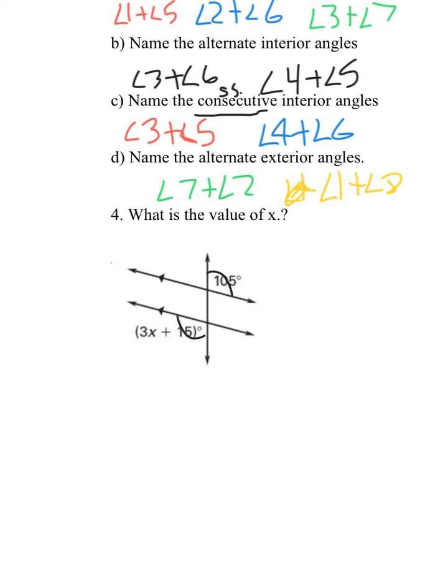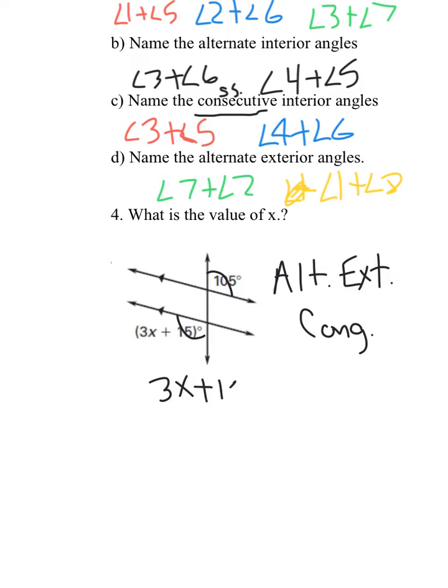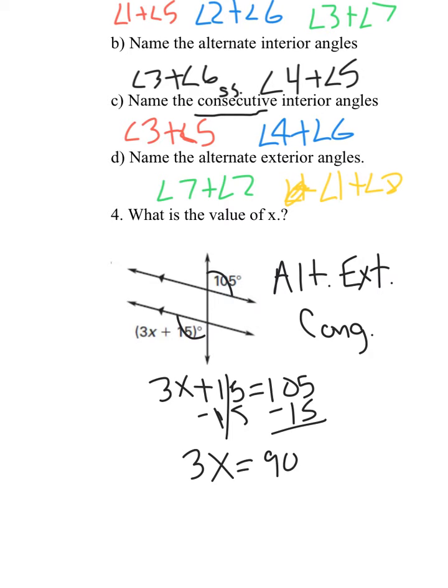These angles are alternate exterior. Those are congruent. That means you set them equal. 3x plus 15 equals 105. Minus 15 equals 90. Divided by 3. X should equal 30. All right.